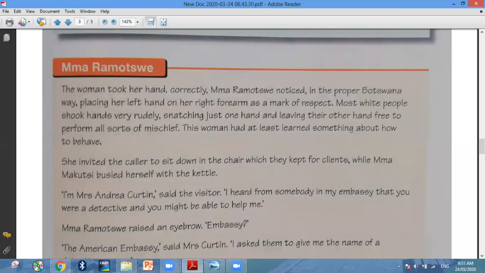Mama Ramatsui noted the woman took her hand correctly, in the proper Botswana way, placing her left hand on her right forearm as a mark of respect. Most white people shook hands very rudely, snatching just one hand and leaving their other hand free to perform all sorts of mischief. This woman had at least learned something about how to behave.